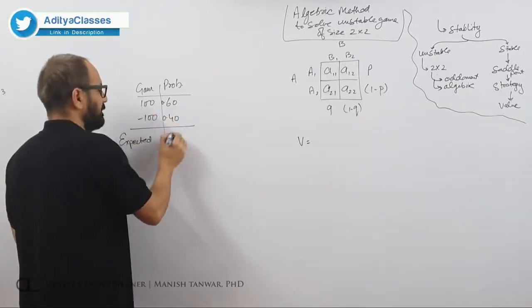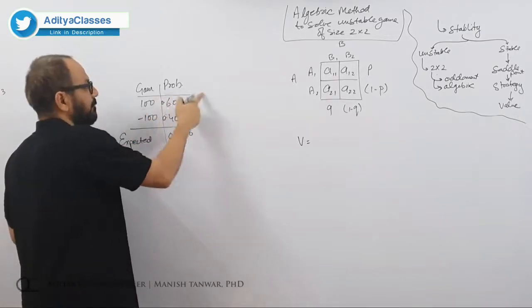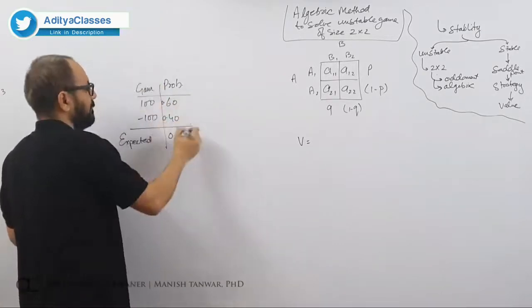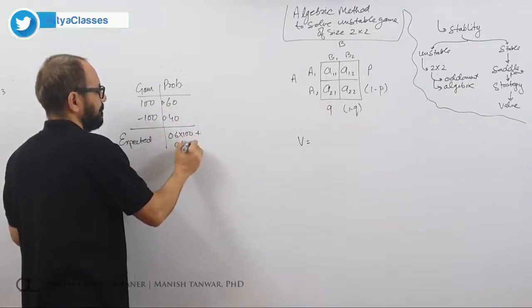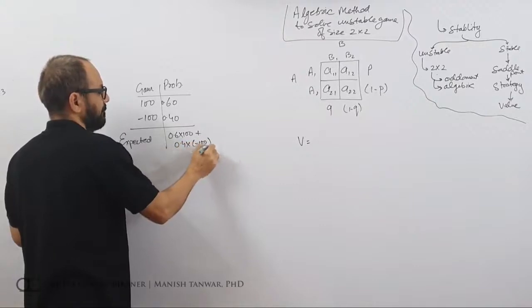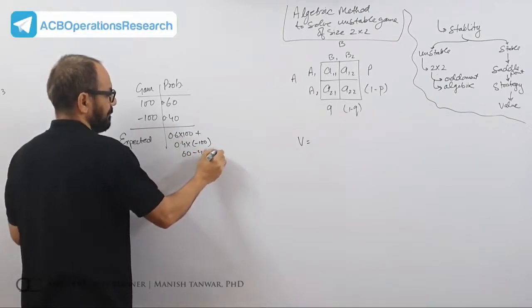60% chance of winning 100. 0.6 into return, probability into return. Also 0.4, there is a chance of minus 100, making it 60 for this, and this becomes minus 40, making it 20.